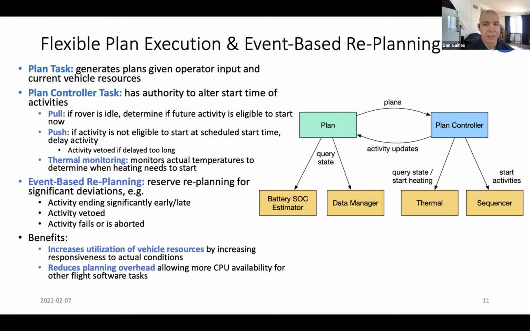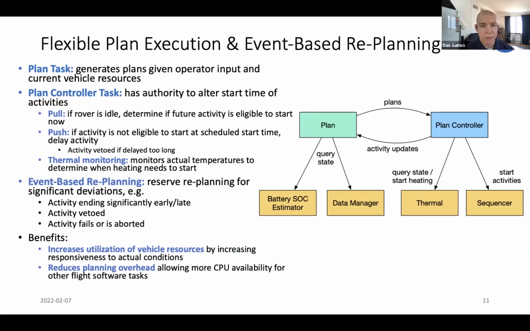It can do what we call polling activities. So if the rover is currently idle, for example, a previous activity it was performing finished earlier than predicted, and we're not doing anything, it can look ahead in the schedule to the next thing that we're scheduled to do. And it can check to see if the constraints for that activity are actually satisfied now, and if so, it can move it up and start doing it earlier so that we keep the rover busy.